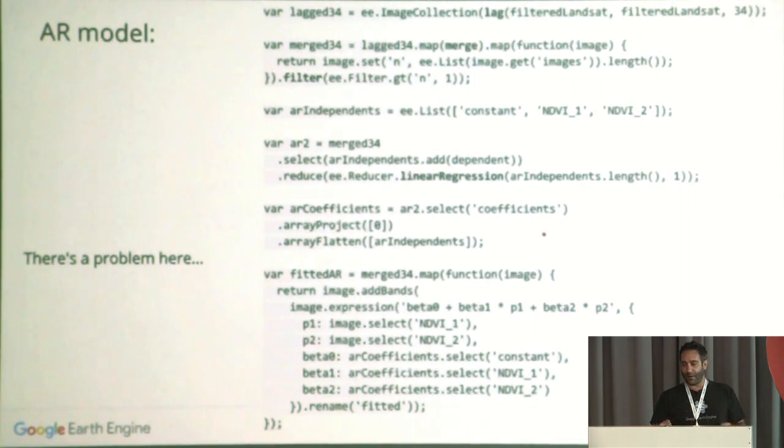And then we do our little dance here. We get the coefficients out. This is a 3x1 array. We use array project to turn it into a length 3 vector. And then we use array flatten to turn our length 3 vector per pixel into a 3-band image. And we just name the bands after these independent variables.